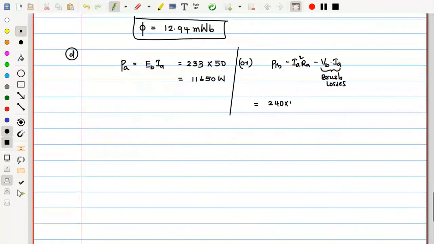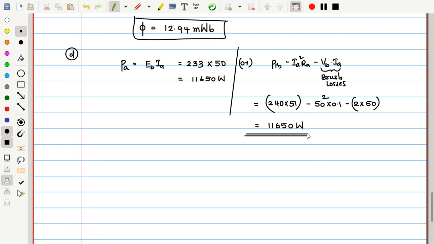So this is 51, some input power, minus Ia square into Ra. So Ia is 50 square into Ra is 0.1, minus Vb is 2 volts for 2 brushes into armature current is 50. Just cross verify this, you will get this as same as that of the Eb into Ia. This I already verified, just yourself cross check it. So you will get same value. So in either way, we can find the armature power, right? So once armature power is known, so can we find the rotational losses now?